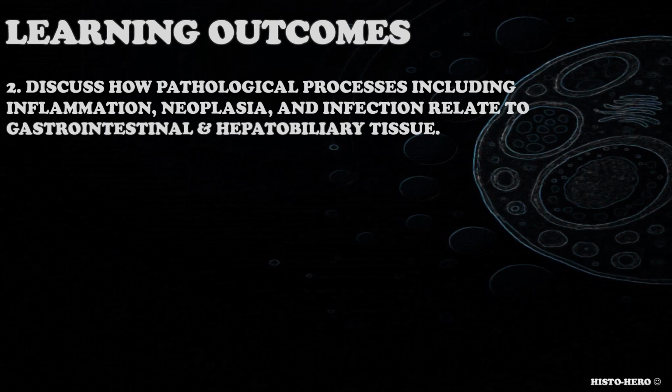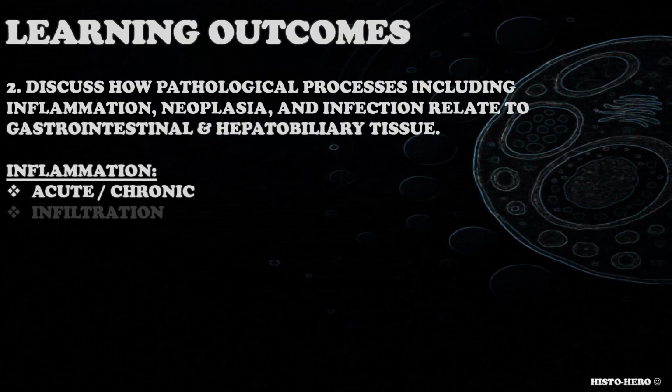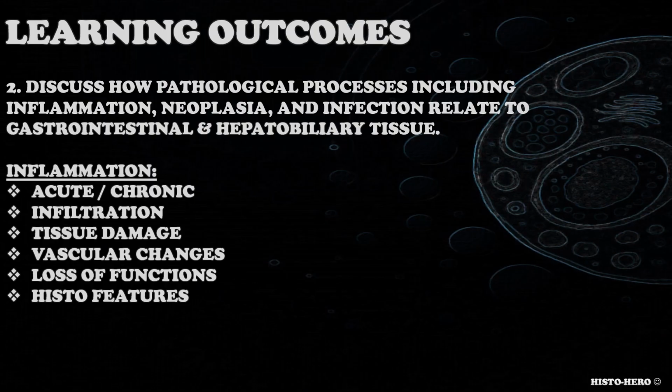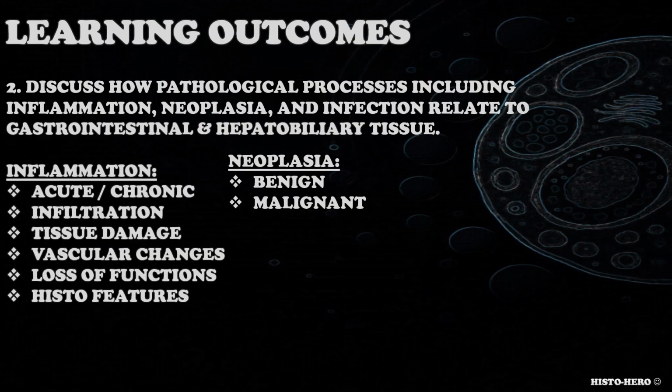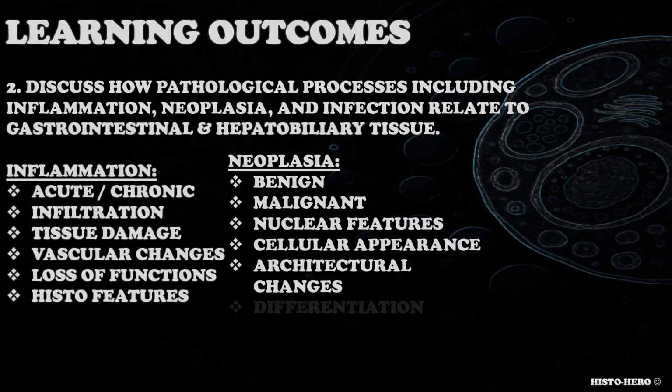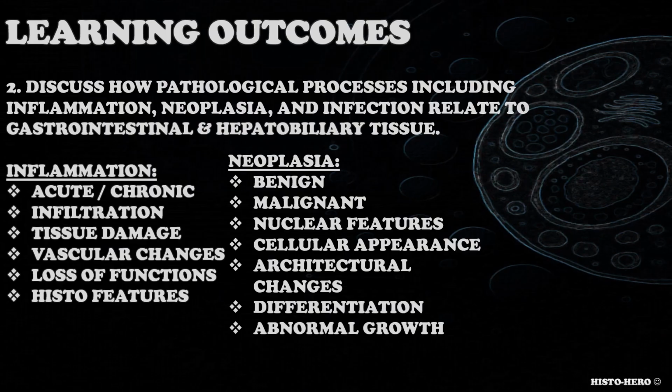The candidate could consider inflammation and its acute and chronic types, cellular infiltration, tissue damage, vascular changes, loss of various functions, and histological features specific to each organ. Neoplasia: benign and malignant cancers, nuclear features, cellular appearance, architectural changes in tissue, altered differentiation, uncontrolled abnormal growth, tumor formation, bleeding, polyp formation, and changes in systemic and metabolic functions.